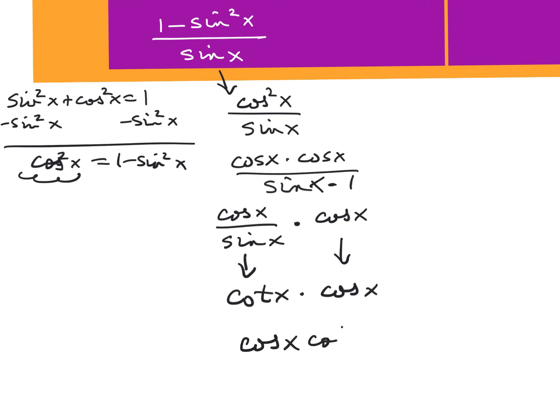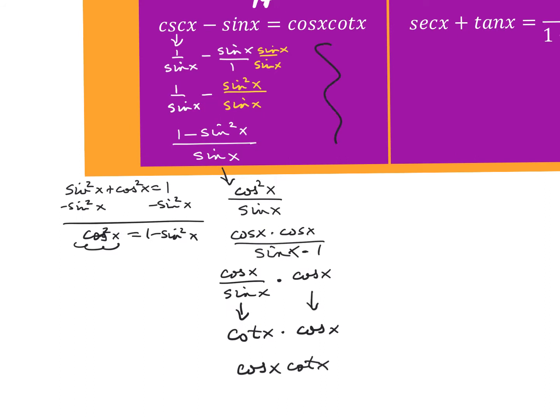Cosine x, cotangent x. So if you look at this right side, this is what it was equaling. Because remember, multiplication is commutative. So that's why I could flip-flop the places on this. It doesn't matter the order you multiply something. And I'm done. It verified.